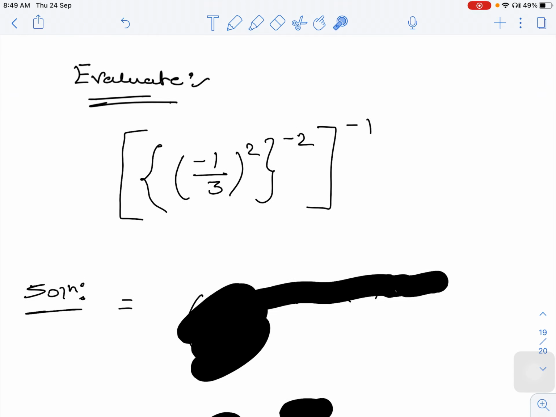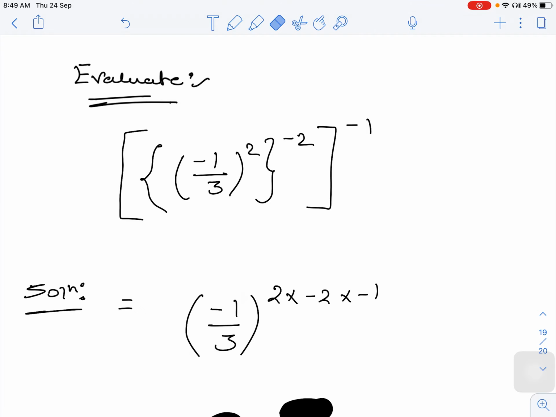Now here in this example again it is given evaluate. Evaluate minus 1 upon 3 raised to 2, then again it is covered by a bracket and again a power minus 2, and it is also covered with a square bracket and its power is minus 1. So we have 1, 2, 3 powers, power to power. What is the condition? Whenever the question is given in terms of powers, what we have to do? We will multiply these powers.